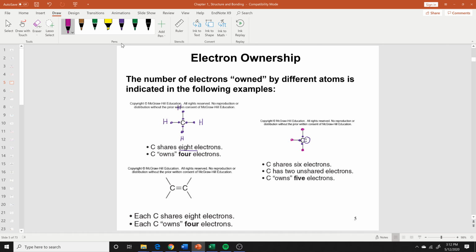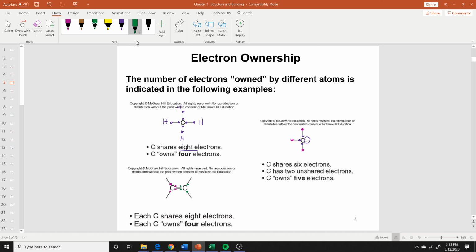Here, carbon owns 1, 2, 3, and 4. So carbon owns 4 electrons. This carbon owns 4 electrons, and this carbon owns another 4 electrons. This is an electron and this is an electron.